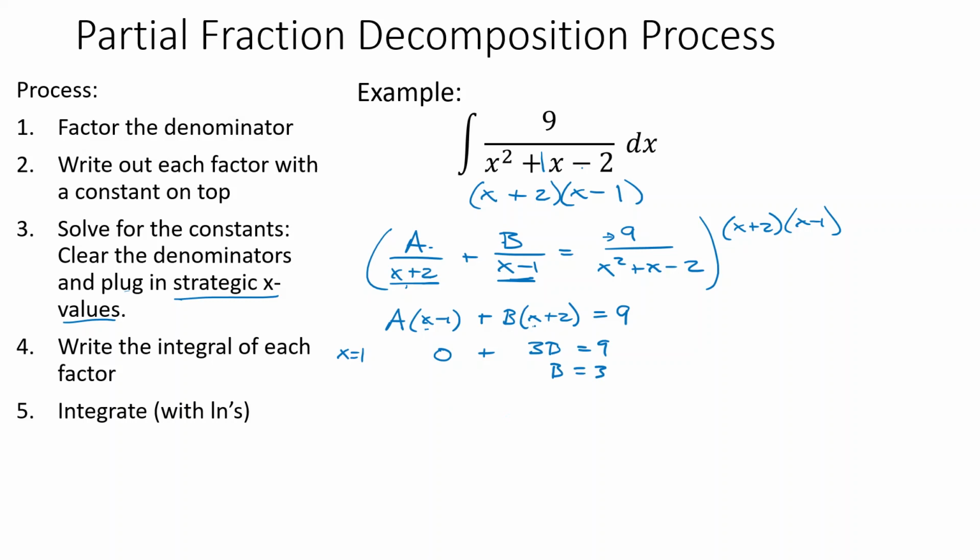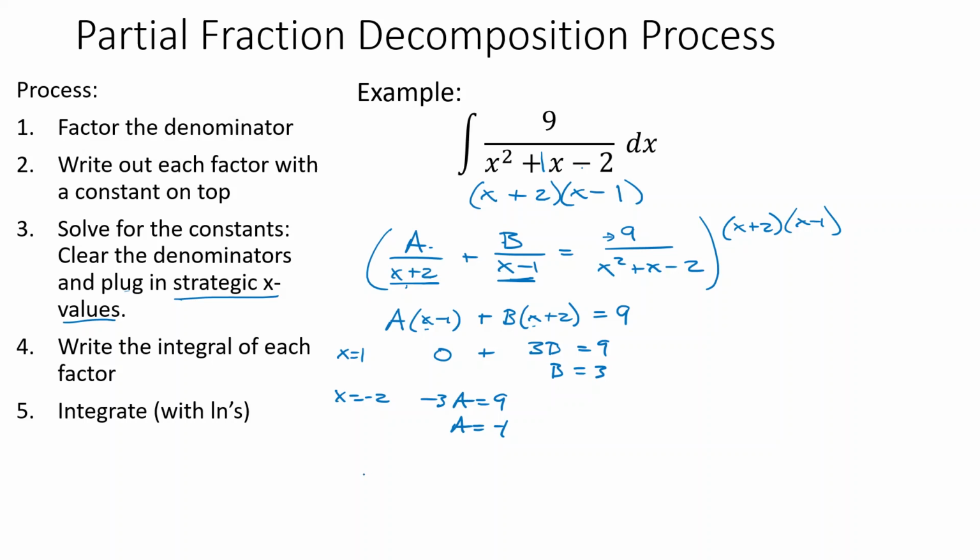Another strategic value I can plug in would be -2. If I plug in -2, the b term goes away. Really, we could plug in anything because we know b by now. But if we plug in -2 here, we get -2 minus 1, so that's -3a equals 9. So a equals -3. So now we can write out the integral with these factors.